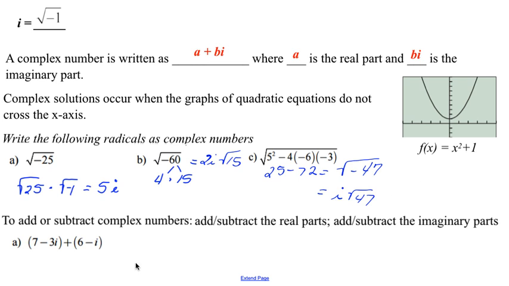To add or subtract our complex numbers, we're just going to add the real parts and add the complex or imaginary parts. So in this example, the real parts are 7 and 6. They add to 13. The imaginary parts are -3i and -1i, which give us a -4i.